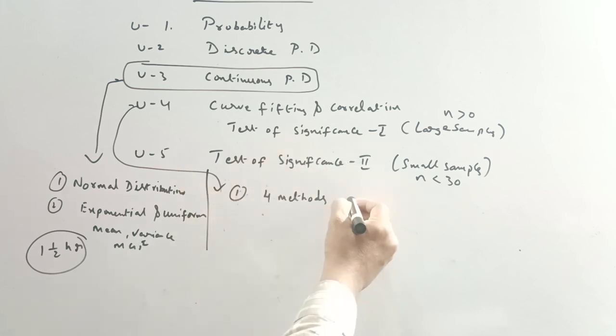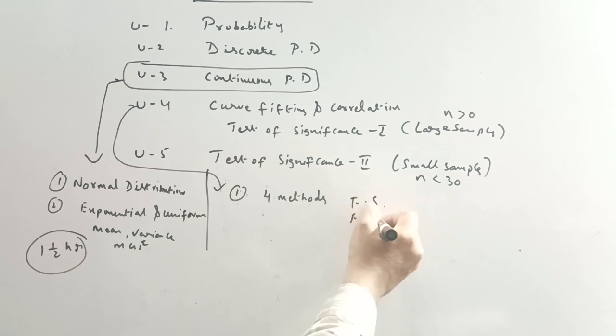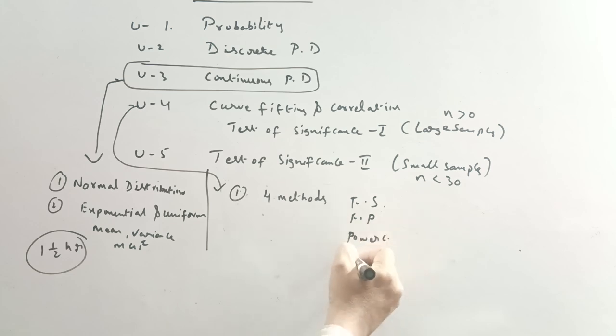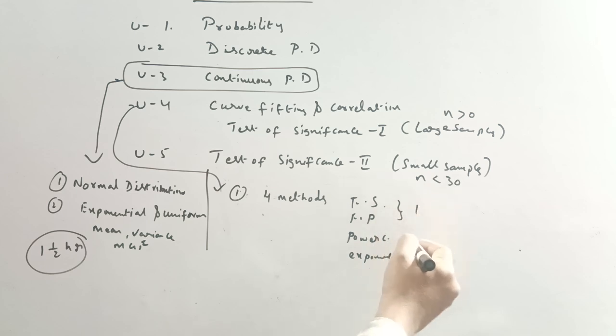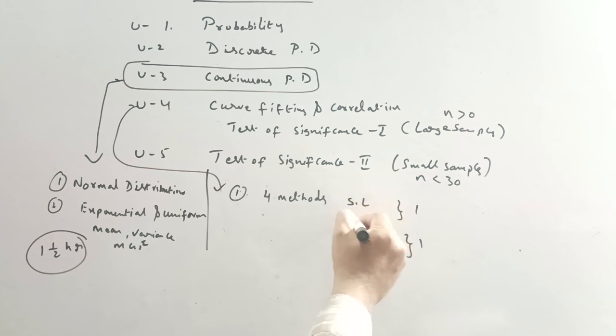So 4 methods are there: fitting a straight line, then fitting a parabola, then power curve, then exponential curve. From these, sometimes one question is asked. Straight line, and parabola, I mean second degree, then power curve and exponential curve.